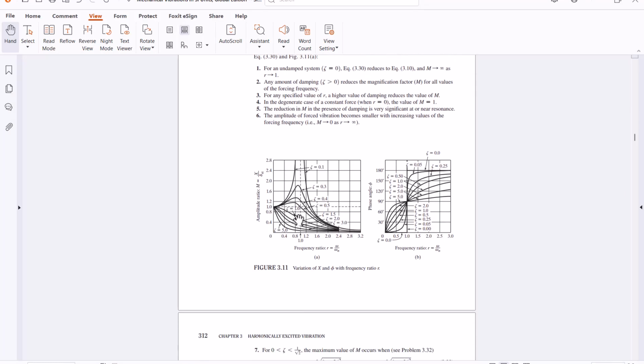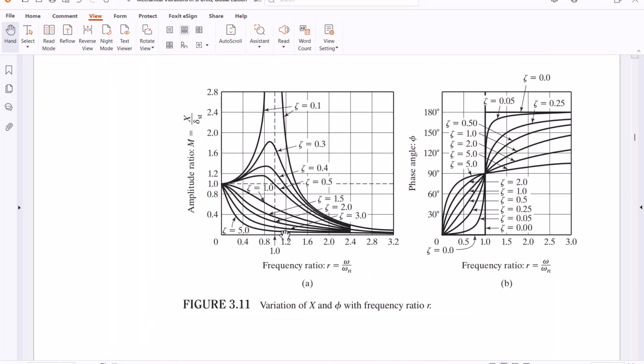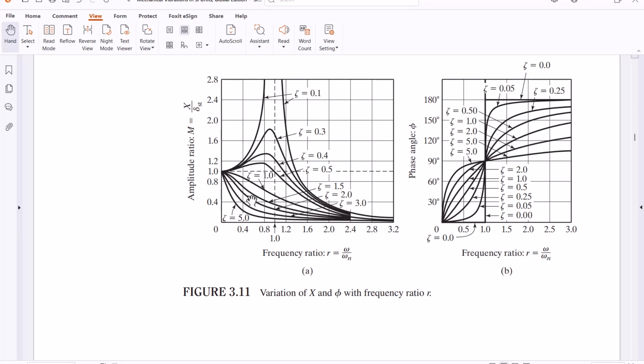And in order to interpret the results, I want to draw your attention to this graph from the Mechanical Vibrations book by Professor Rao. And here you can see that for this harmonically excited damped system, if we increase zeta, then the response is going to be contained. The amplitude of oscillations is going to be more and more restricted, and it will become smaller and smaller.